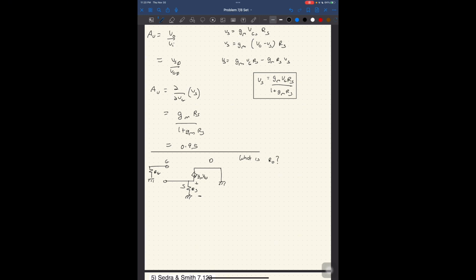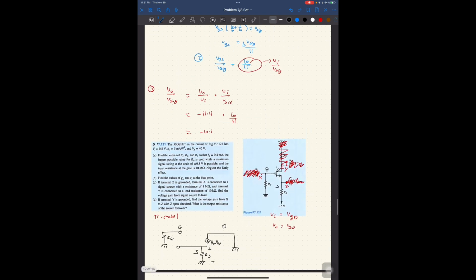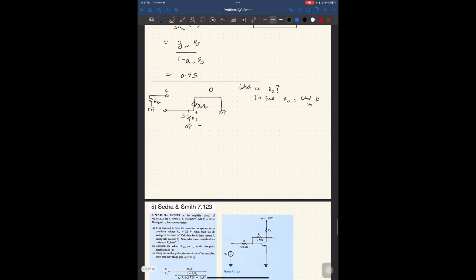Well, to find R out, we say what is V out. In this case, it is understood that V out is V_SD. This means that I go from S to D, right? So I'm going to draw a line from S to D, this being S, this being D, and I'm going to connect them together with a V test.